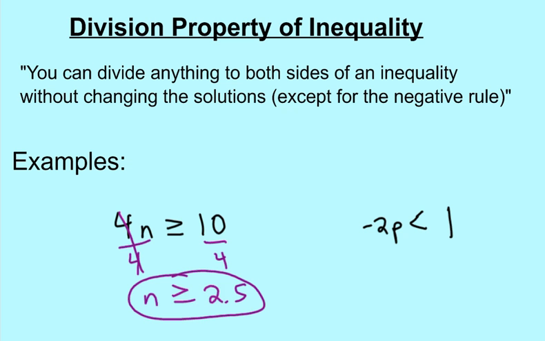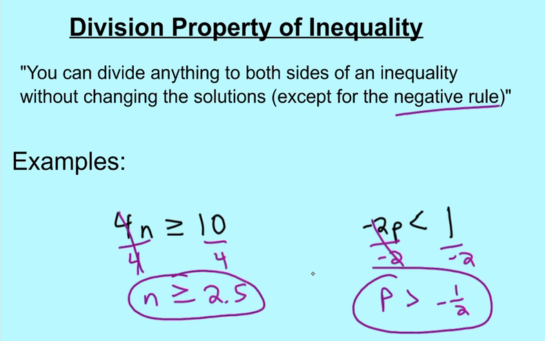Now the second one here, we'd have to divide by negative 2 on both sides so the p is all by itself. This would be negative 1 over 2, so negative 1/2. And with that negative rule, we must flip the symbol. So p is greater than negative 2. All right, that is the division property of inequality.